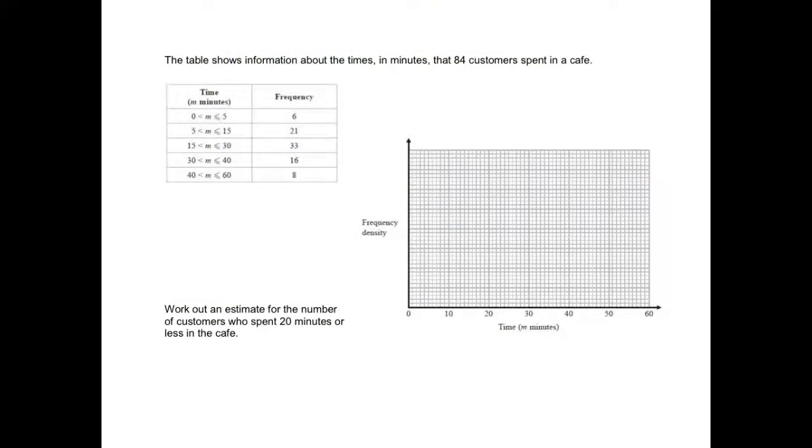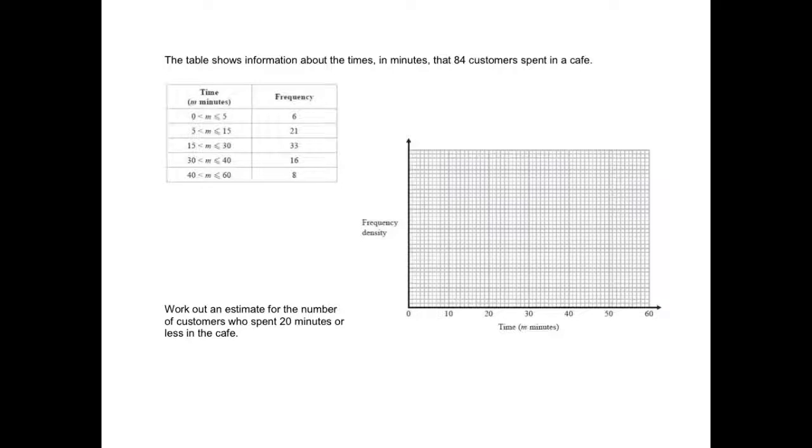In this question, you have a table giving information about some times in minutes that 84 customers spend in a coffee shop. You need to work out an estimate for the number of customers who spend 20 minutes or less in the coffee shop. You see that 20 is not in the bounds of these intervals, so we'll have to do some work on the histogram to actually answer this question.